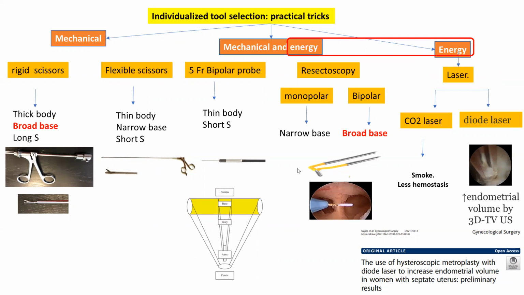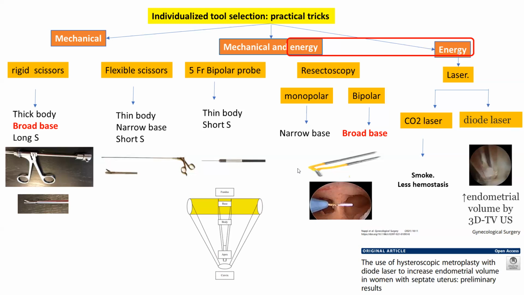Mechanical means no use of energy, like scissors, okay? We have flexible scissors and rigid scissors. Flexible is used if it is a thin body, narrow base, short septum. So the base, body, apex are here thin, narrow, short. But if it is a thick body, broad base, long, you have to use rigid scissors. Rigid scissors are supplied by some companies, and you introduce the telescope inside the rigid scissors, and actually it is strong to cut a thick and broad base septum.